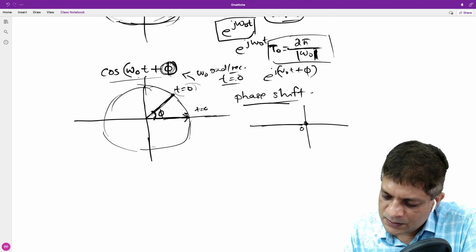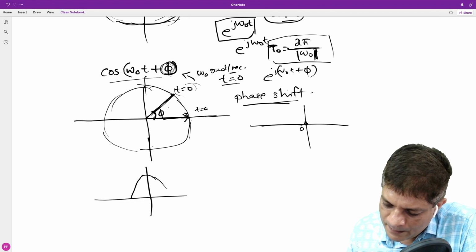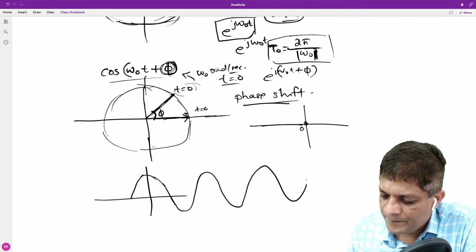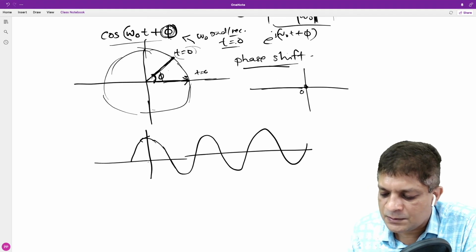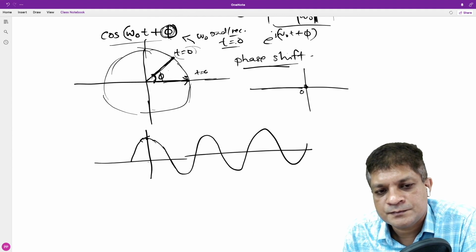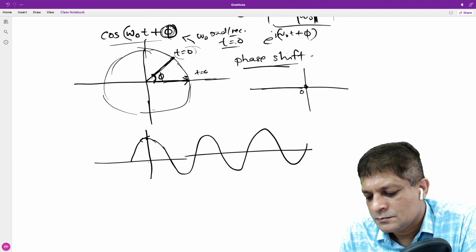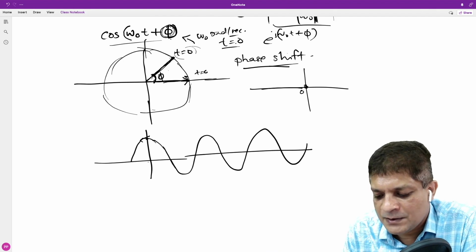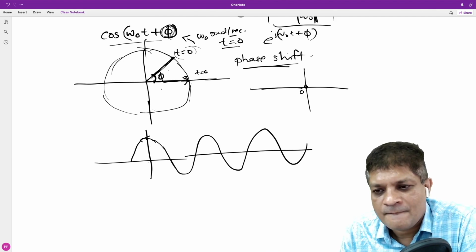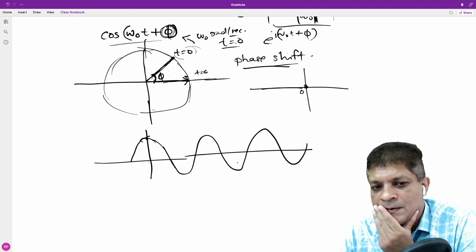Now let us consider this cos omega naught t without phase shift. This is a cosine signal. So this is without phase shift, because at t equal to 0, this is 1. Now with phase shift, what will happen? What is this, cos omega naught t plus phi? If there is a phase shift of phi, what happens to this signal?